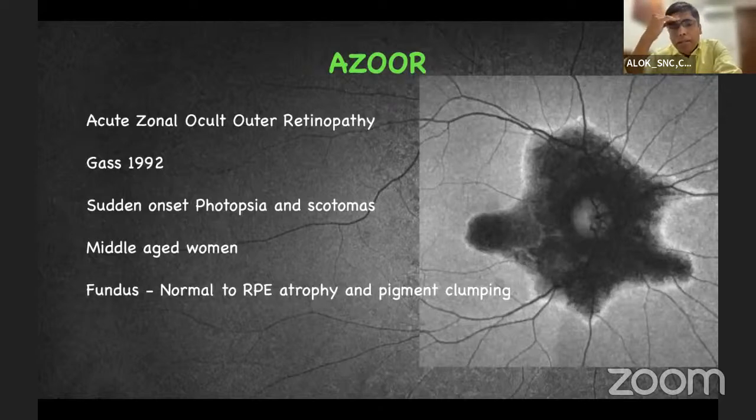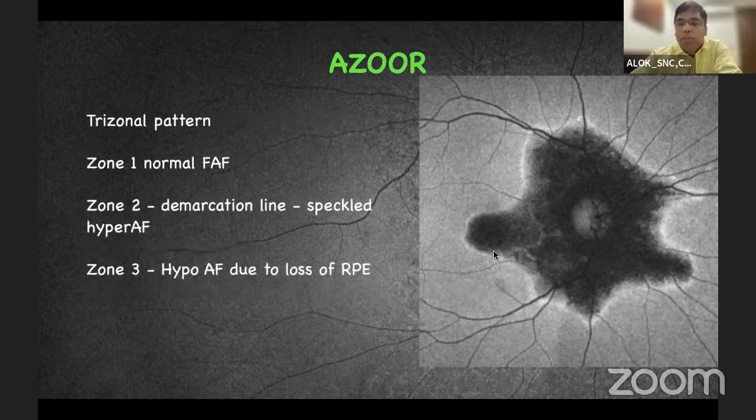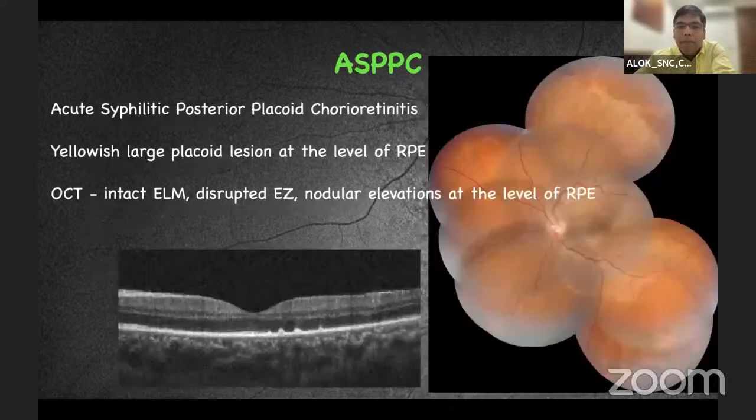Another disease which has a very classical fundus autofluorescence finding is acute zonal occult outer retinopathy. In this, you will have a trizonal pattern where you have a normal fundus autofluorescence outside the lesion. And at the margin, or demarcation line, there is a speckled hyperautofluorescence where the RPE are still functioning, but they are sick. And within the lesion, there is hypoautofluorescence because of dead RPE.